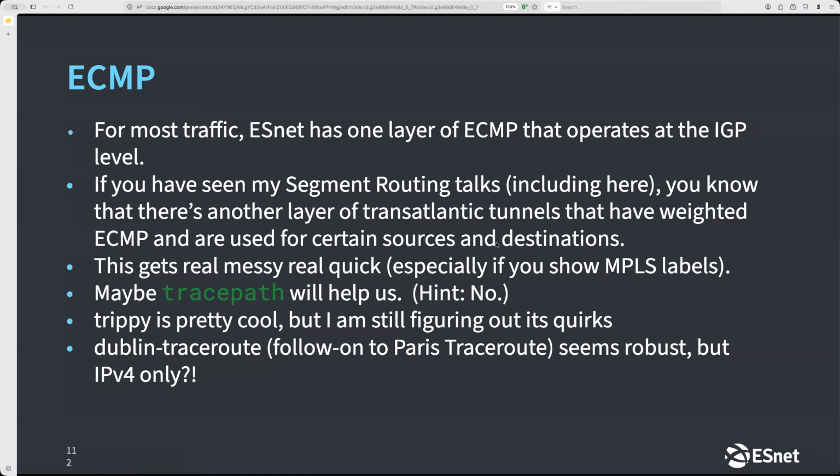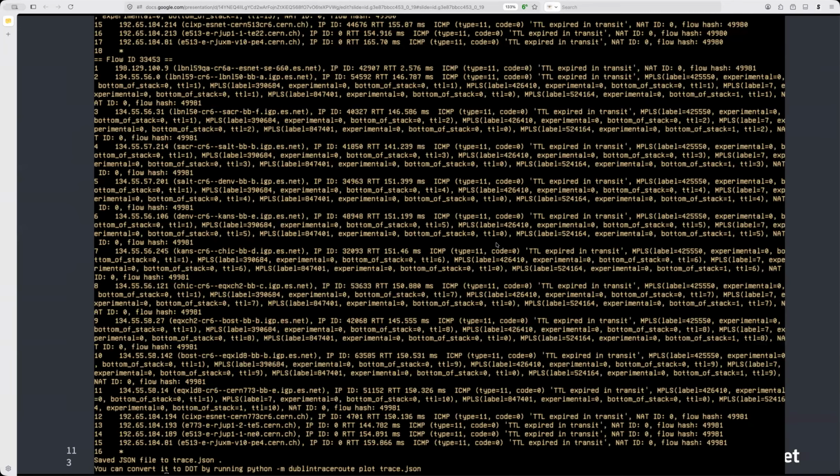For ECMP, Dublin traceroute is also useful. Like I said, I can't wait to see Harrisburg traceroute someday, but it's another capital city traceroute. As far as I can tell, it can only do IPv4, unfortunately, and it produces really messy output. It's very detailed. It tries to decode the ICMP, RFC 4950 ICMP, very extensively. So it shows you the label, it shows you what the experimental bits say, et cetera. Experimental bits in ESnet are used for type of service or quality of service. In most cases, zero just means best effort in profile.